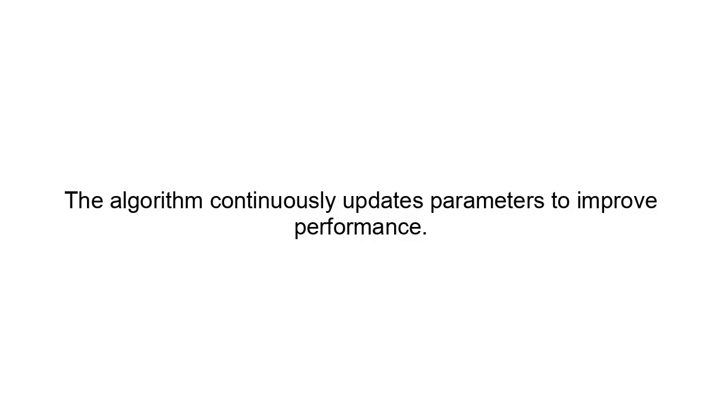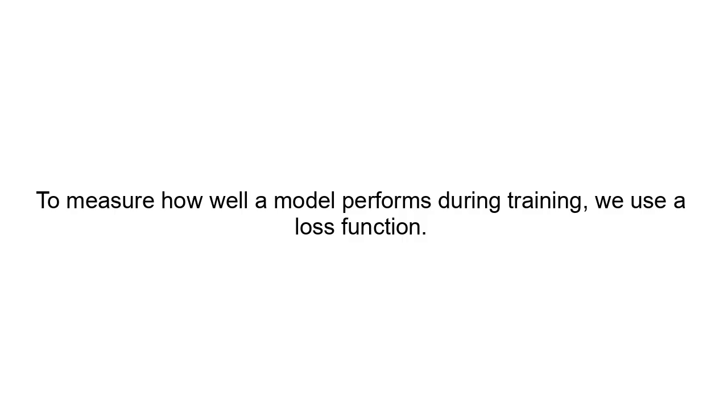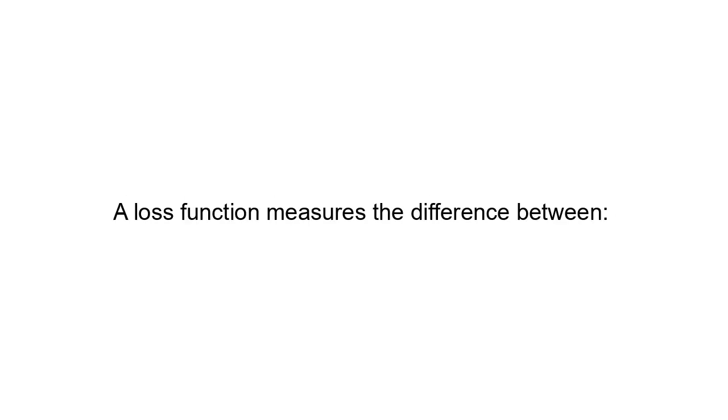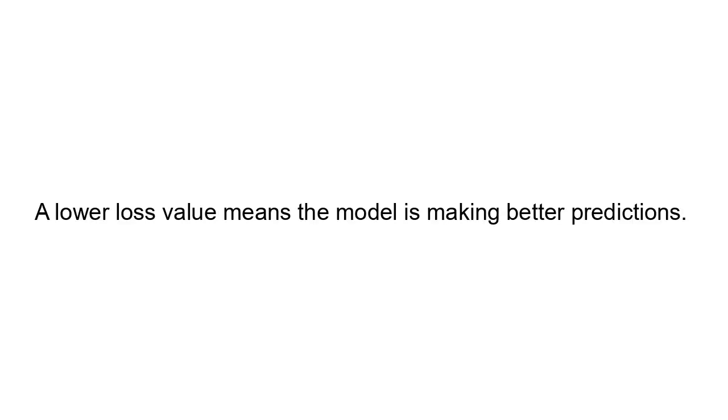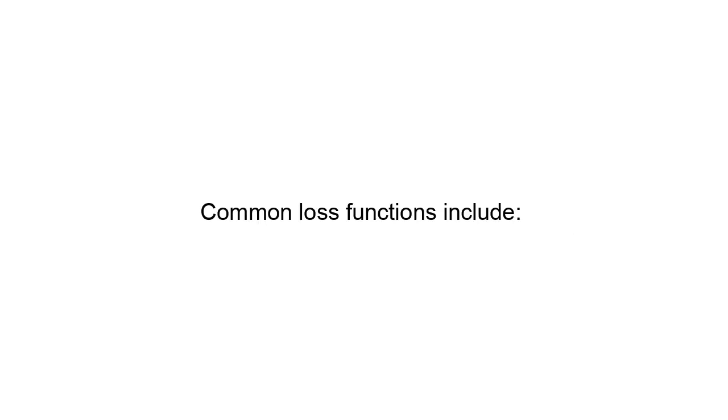Loss function. To measure how well a model performs during training, we use a loss function. A loss function measures the difference between predicted values and actual values. Example concept. Predicted value minus actual value equals loss. A lower loss value means the model is making better predictions. Common loss functions include mean squared error, MSE, and cross-entropy loss, also called log loss.